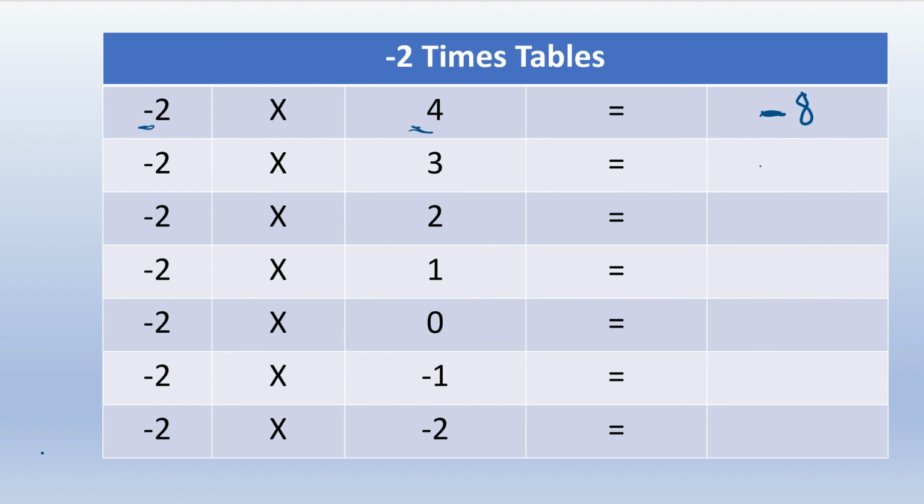-2 times 3 will give me -6. -2 times 2 will give me -4. -2 times 1 will give me -2. And -2 times 0 will give me 0. Now, we're going to come at the last two questions here the exact same way as we came at the last two in our +2 times tables grid.